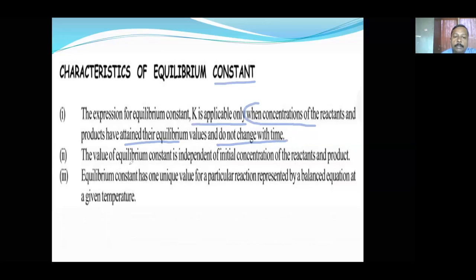Next, the value of equilibrium constant is independent of the initial concentration of reactant and product. You take any amount of reactant, any amount of product; once temperature is fixed, the equilibrium constant is going to be fixed. Next, equilibrium constant has one unique value for a particular reaction represented by a balanced equation at a given temperature. So the K formula will be the same when temperature is the same and representation is the same.